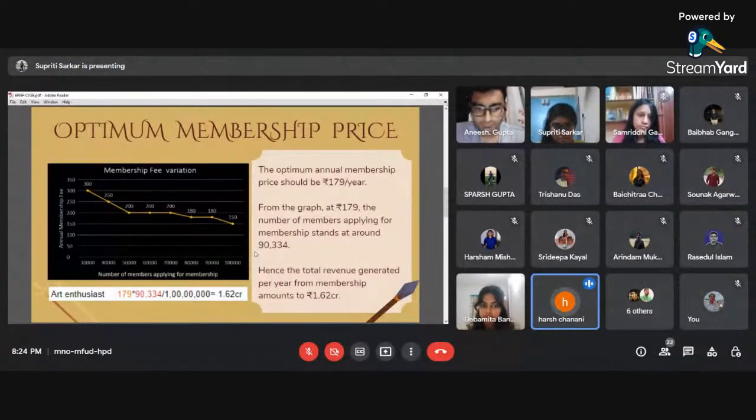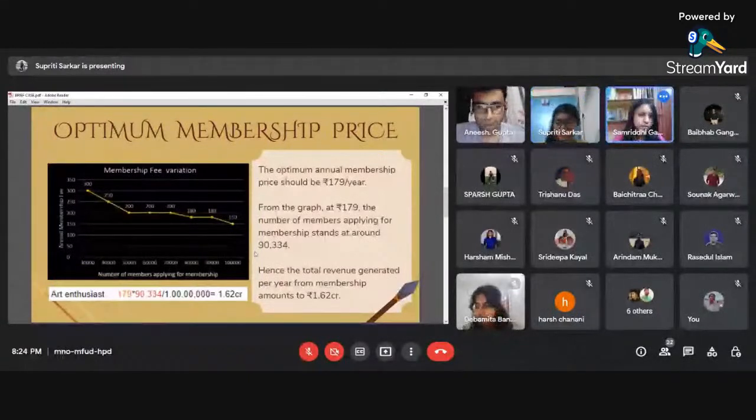At 179 it went above 90,000. Alright. No, the maximum, as in we are calculating the revenue. So at 180, we get 1.62 crore. At 179, we are getting around 1619 something, very close. So that's why we went for the higher psychological impact. Fair enough. Yeah, and just take me to the previous slide once again.